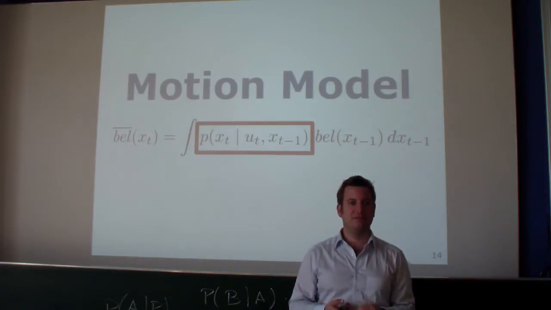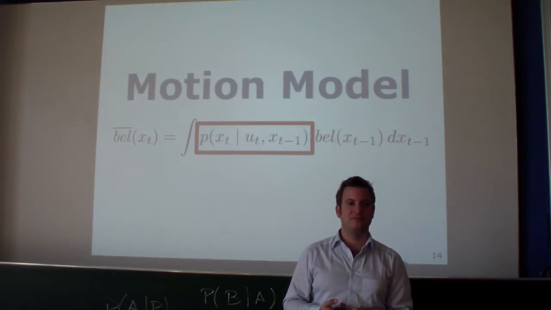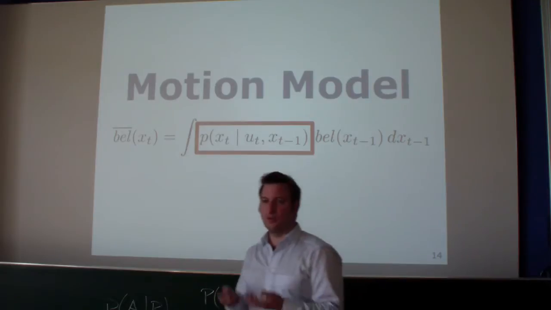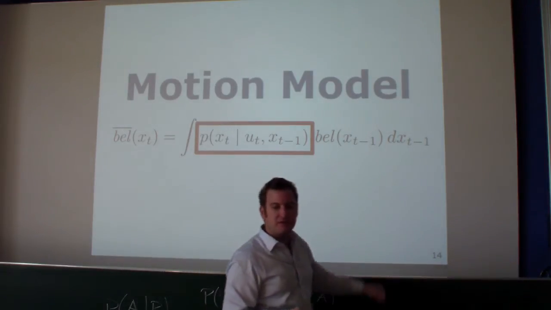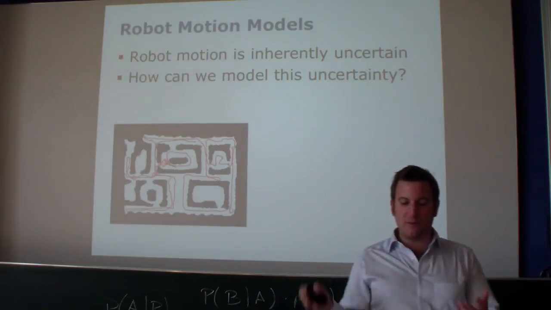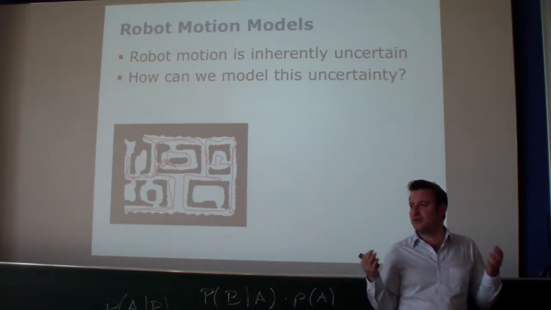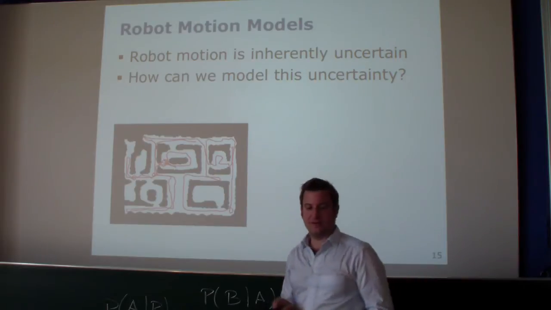Well, obviously, because it's a non-deterministic system. Yeah, exactly. We have noise in the system, we make errors, we don't have perfect systems. And therefore, we need this probability distribution. So the reason is that robot motion is inherently uncertain, so there is no perfect system which actually does this.